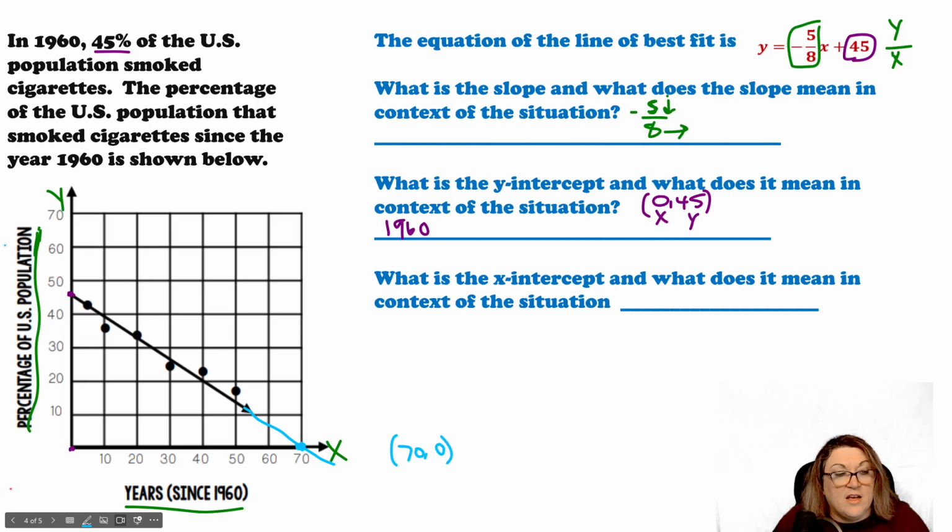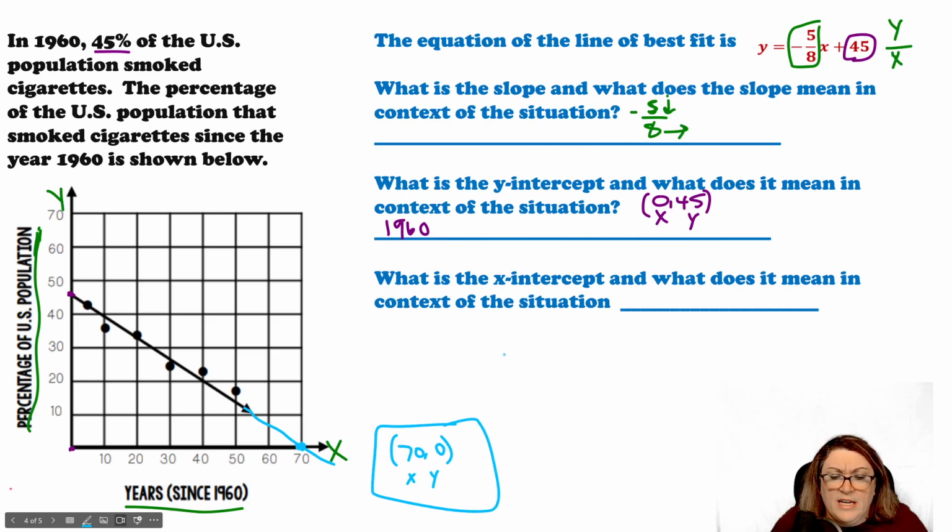Notice the Y-intercept always has a 0 in the X position, but the X-intercept point always has a 0 in the Y position. Isn't that interesting? So what does that mean? Well, since this is X and this is Y, you could say 70 years since 1960, you can expect no percent of the population of the U.S. to smoke cigarettes. That's what that's saying right there.